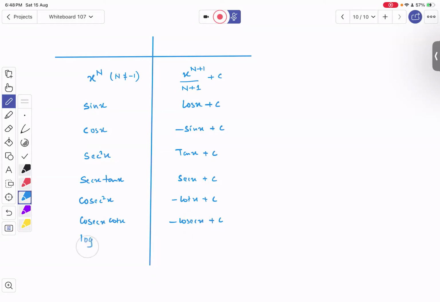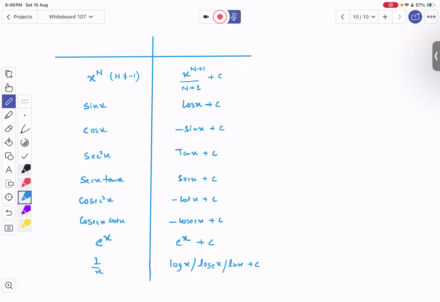Then e power x integration is e power x plus c. 1 by x integration is log x, the log whose base is e. So one way to write it is just log x. If nothing is mentioned in the base, in our subject, we will understand it has the base e. Or it can be written like this, ln x plus c.